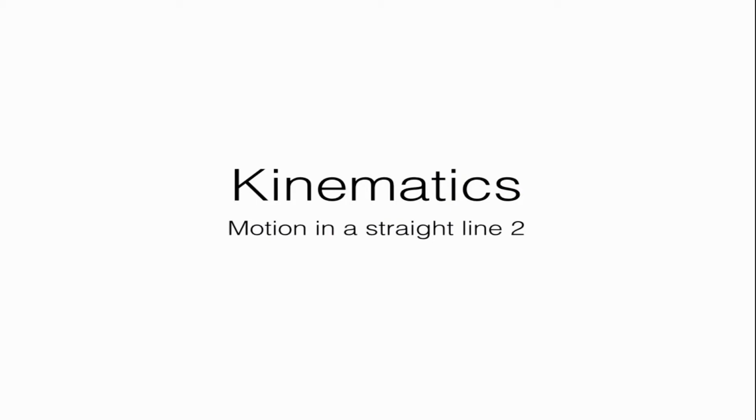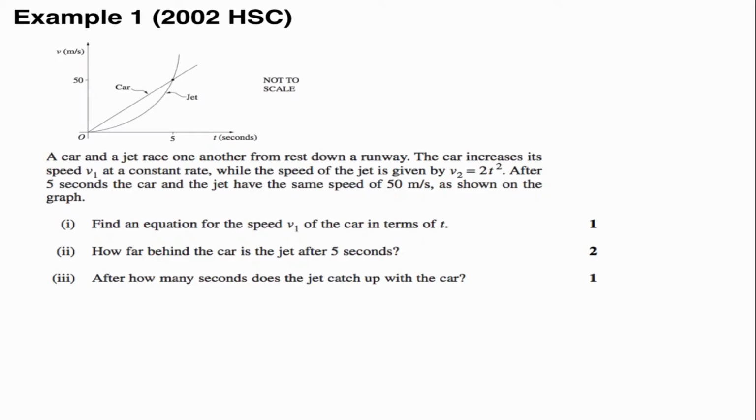Okay, for our second lesson on kinematics, we're now going to look at a past HSC question. In this example from the 2002 HSC, we're given a diagram and a bit of a story about what's going on. A car and a jet are racing against each other from rest down a runway. The car increases its speed v1 at a constant rate, while the speed of the jet is given by v2 equal to 2t squared.